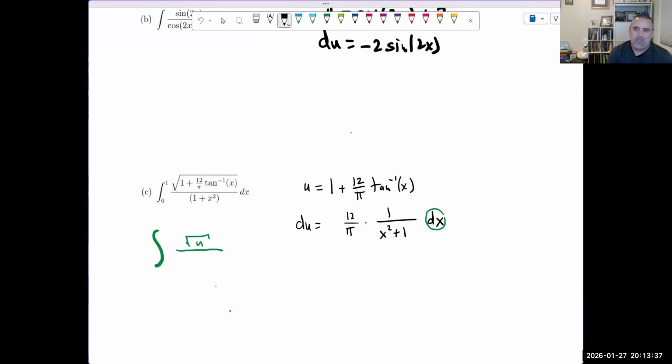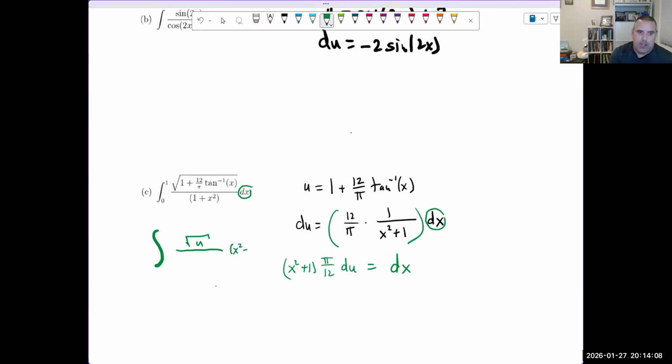Okay, let's go here. If we want to get rid of the dx, you can do that in a couple different ways. But I'm going to move all of this to the other side just to show that, because I did that in class a few times. If I multiply both sides by x squared plus 1 and divide by 12 over pi, that's the same as pi over 12. So I moved everything to the other side, and that's what dx is.